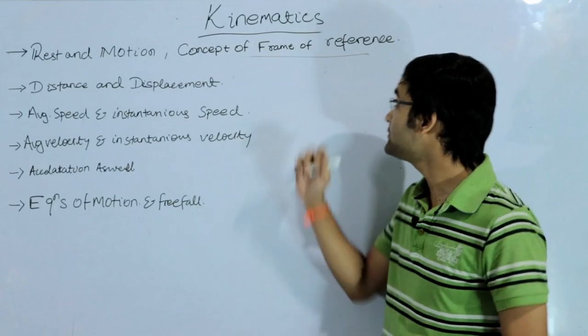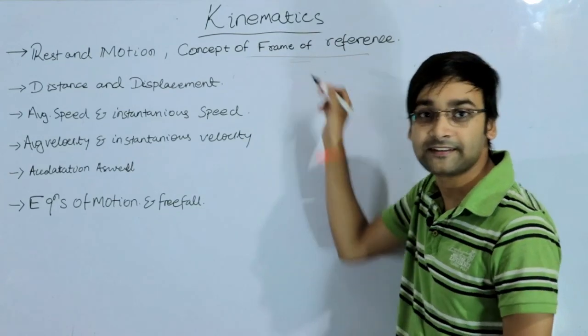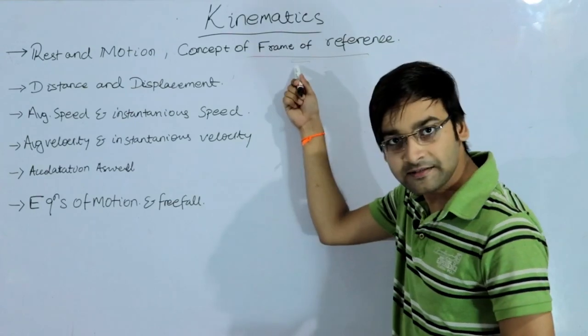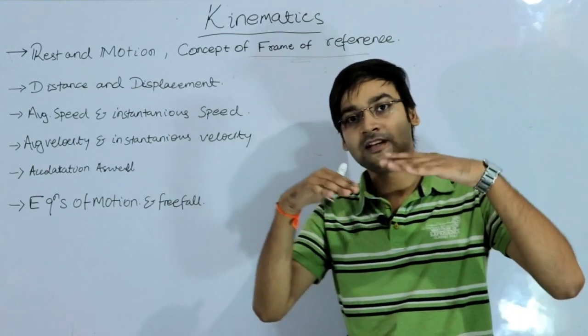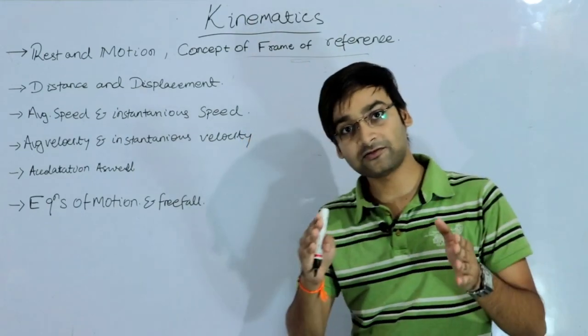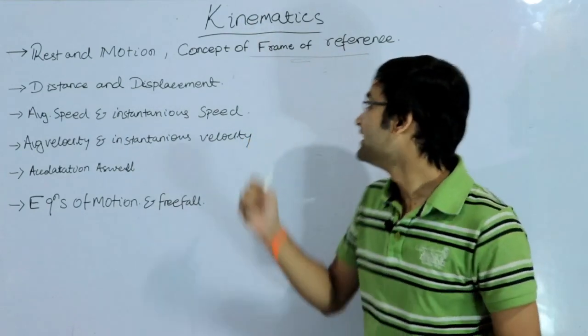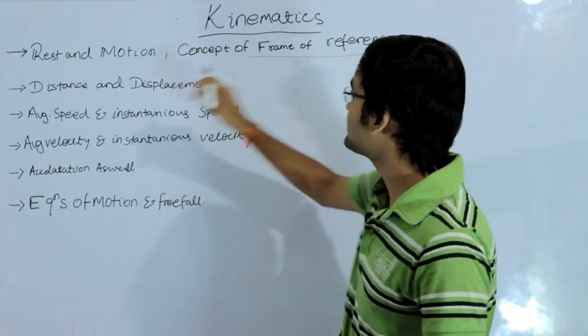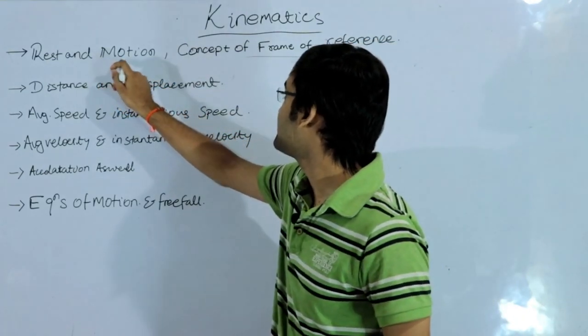This is basically related to the concept of relativity, developed by Albert Einstein. This is the concept of Newtonian relativity. When you go to modern relativity, you will see the time dilation and space contraction effects. We will learn it later. So this is the frame of reference, and from this concept, rest and motion are derived.